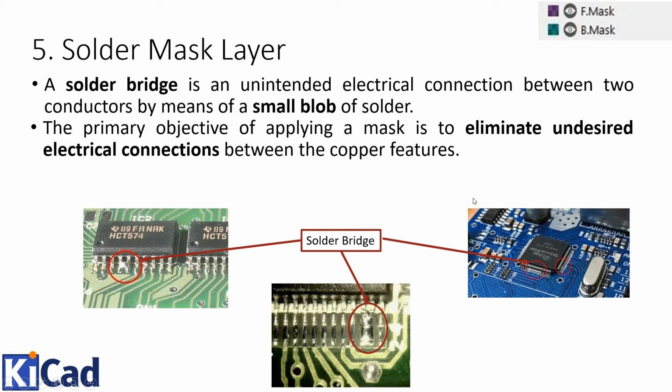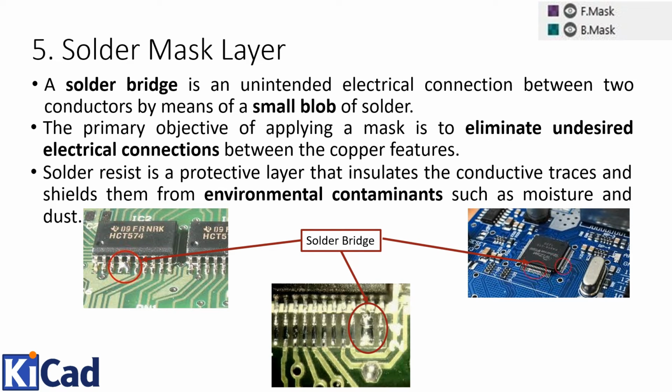The primary objective of applying a mask is to eliminate undesired electrical connections between the copper features. Solder resist is a protective layer that insulates the conductive traces and shields them from environmental contaminants such as moisture and dust.